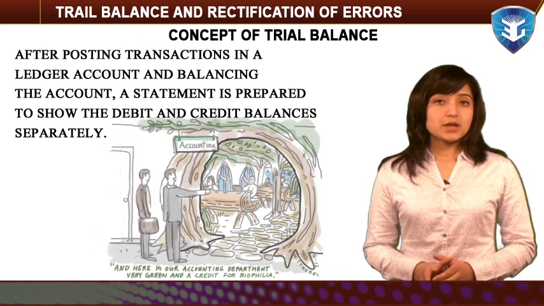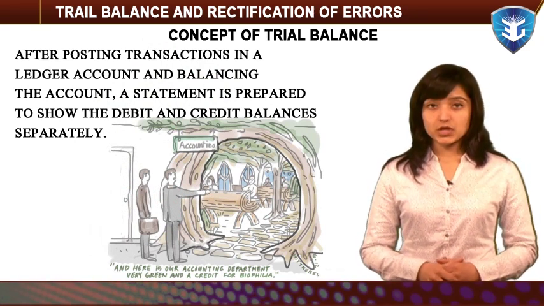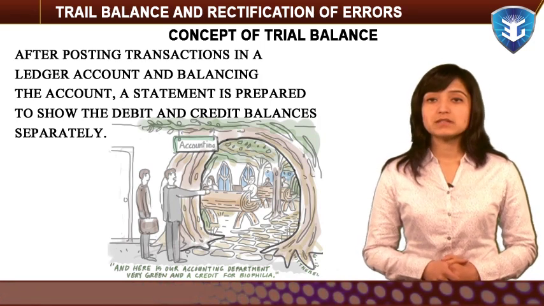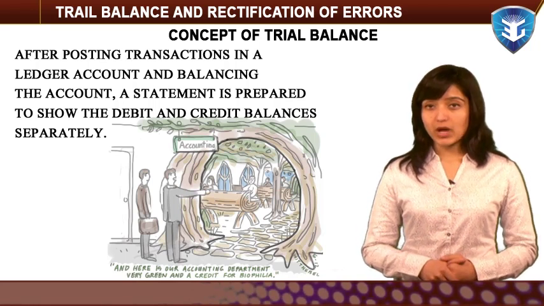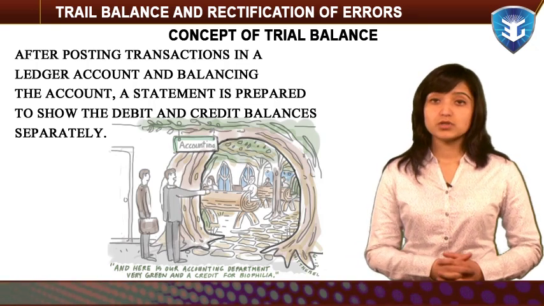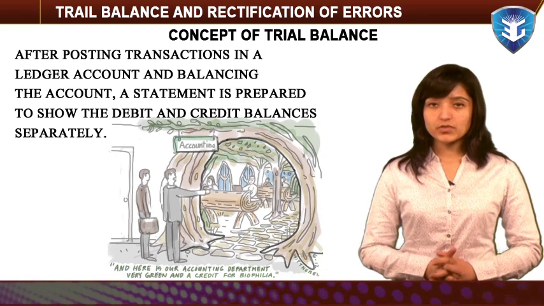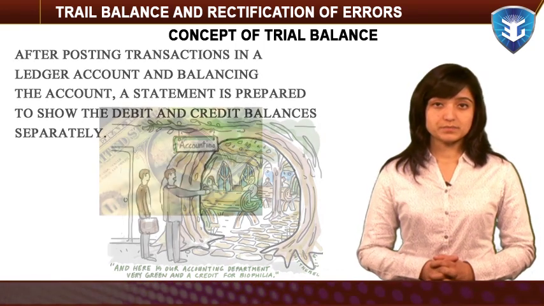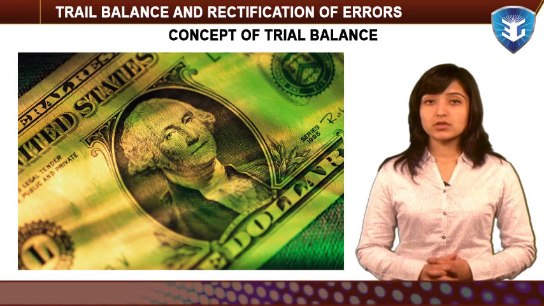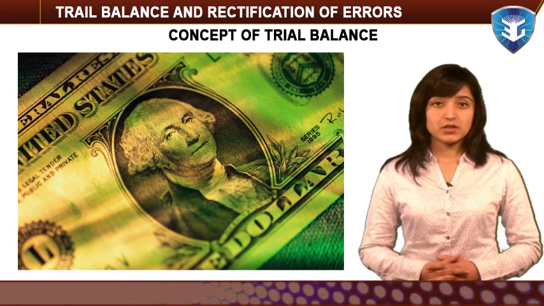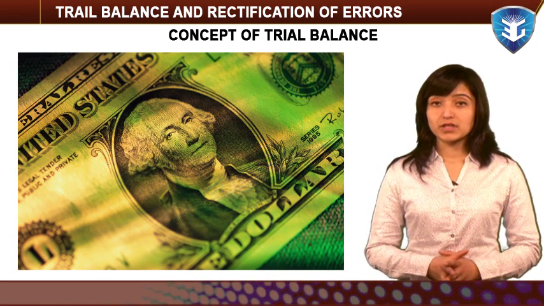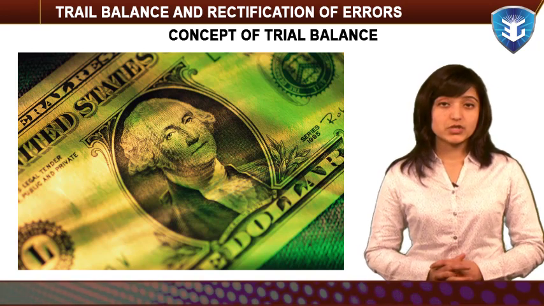Let us now discuss the concept of trial balance. After posting transactions in a ledger account and balancing the account, a statement is prepared to show the debit and credit balances separately. Such a statement is called a trial balance, which is prepared by using the debit and credit totals or balances of all ledger accounts to determine the arithmetical accuracy of the recordings of financial transactions of a business. M.S. Koswar defines trial balance as a statement containing the balance of all ledger accounts at any given date arranged in the form of debit and credit columns placed side by side and prepared with the object of checking the arithmetic accuracy of ledger positions.